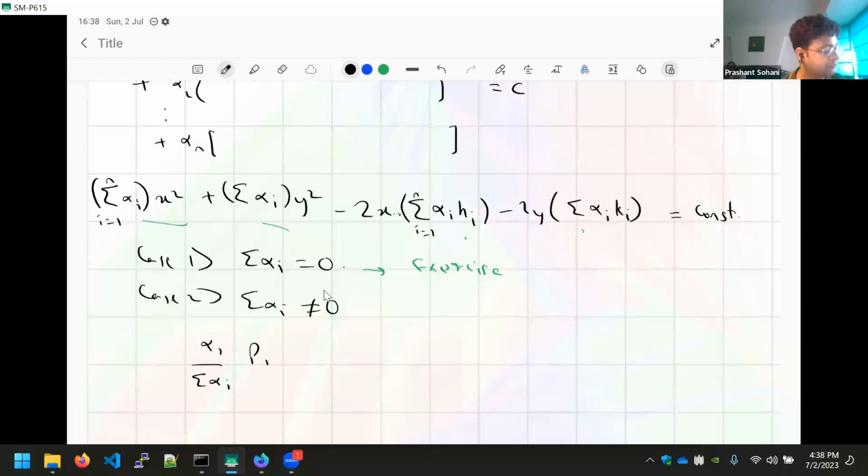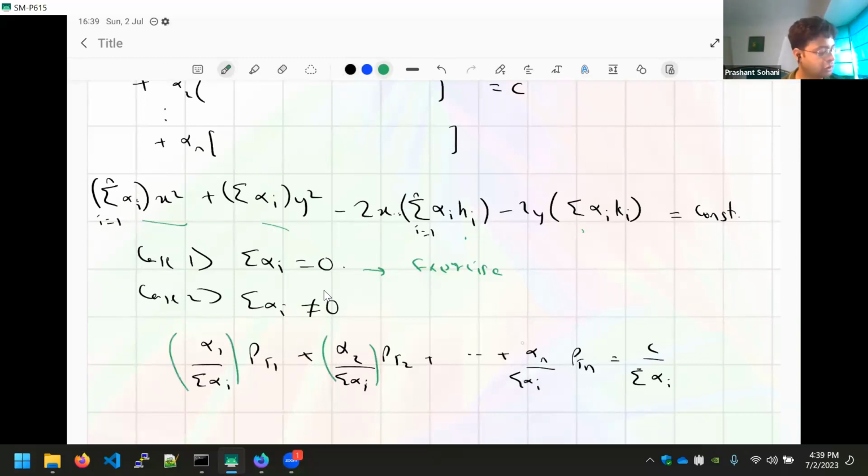Is equal to, and I have to divide the RHS also by the same term. So what I'm saying is that think of these coefficients as the new alpha I. Now we will see that the sum of these green brackets is now 1 actually.